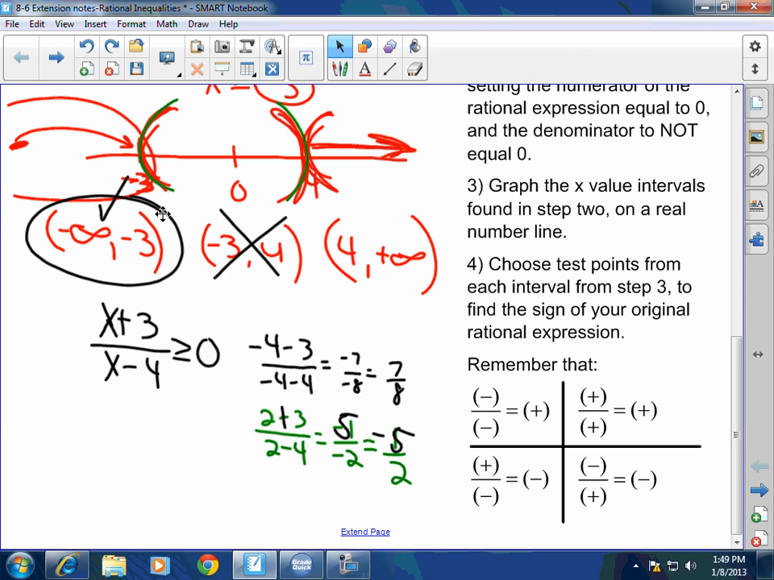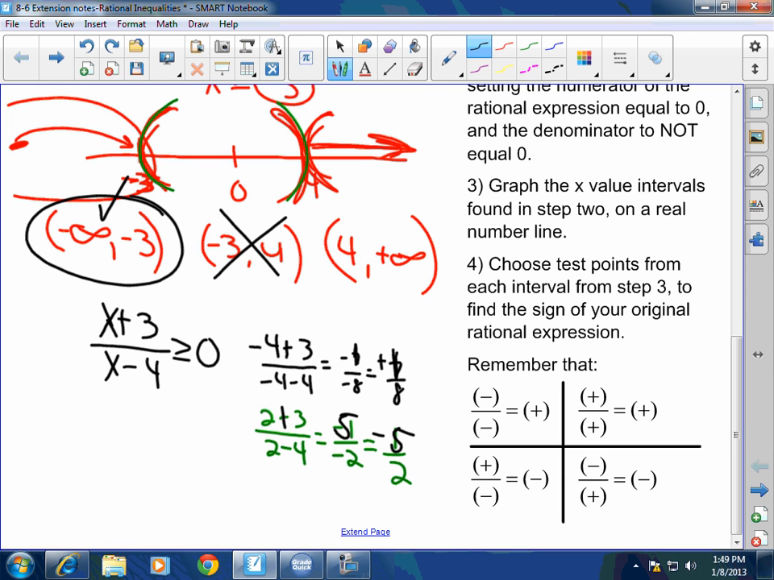What? Who? Wait, what? No, guys, this would have worked because negative 4 plus 3 is negative 1. And negative 1 over negative, you still would have had a positive 1 over 8. Thank you, my brothers.